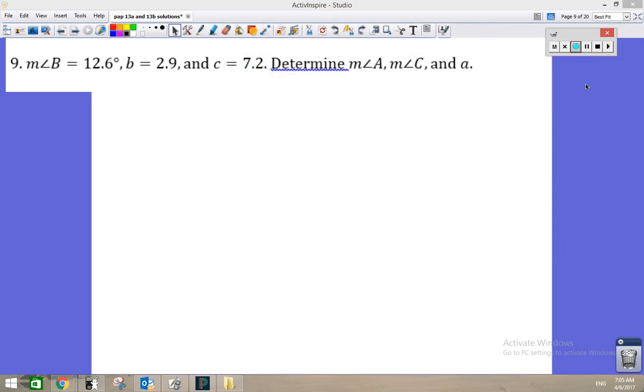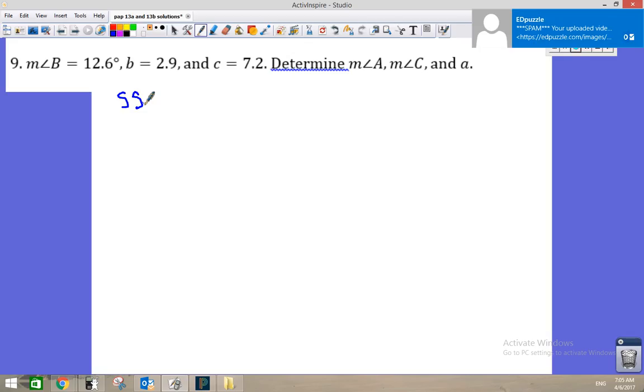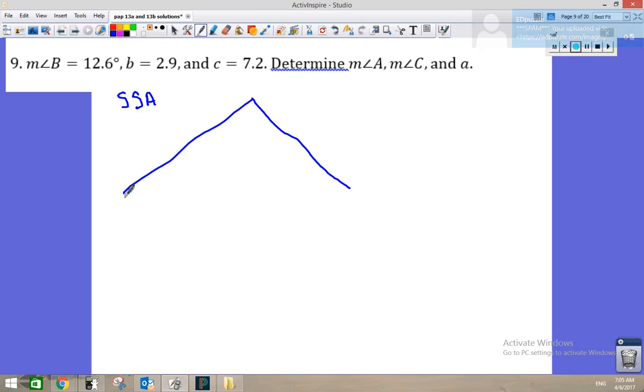Let's take a look at this problem. We're using the law of sines to solve this triangle. I know to use the law of sines because I'm given a pair, the measure of angle B and the length of B. I notice that this is the side-side-angle case, often referred to as the ambiguous case, because we could have two triangles as a solution, one triangle, or no triangle.